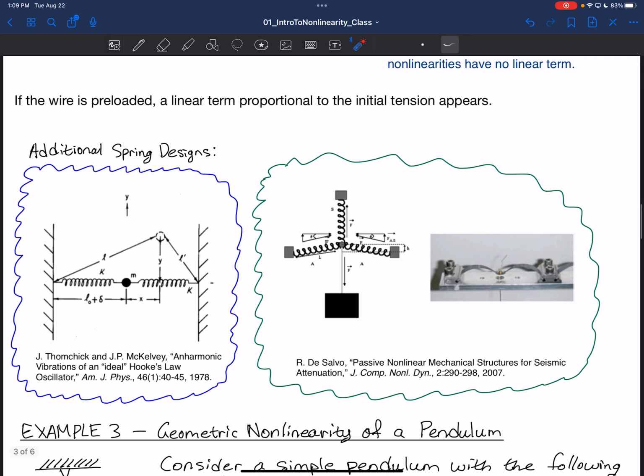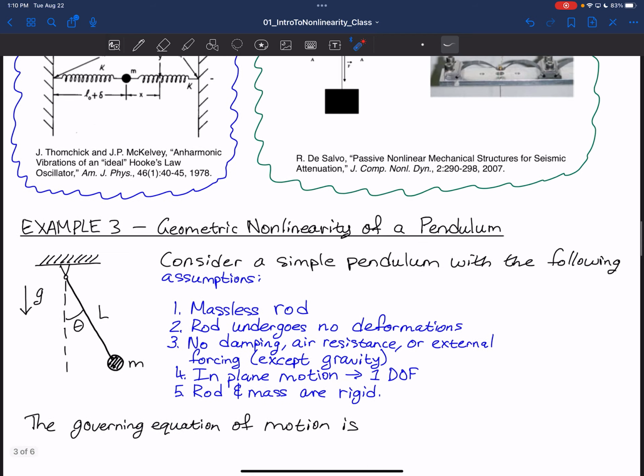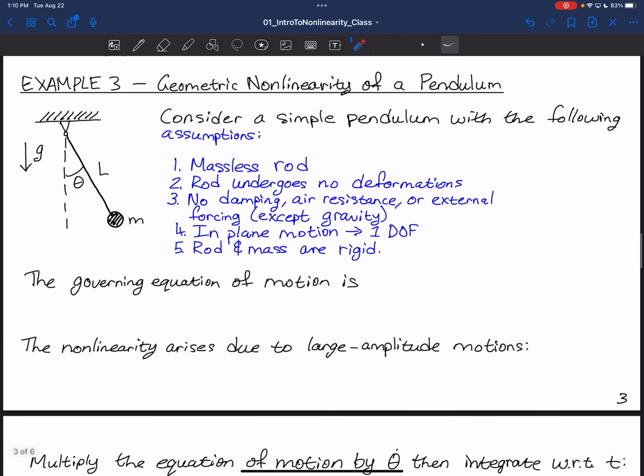Here's some examples of additional springs that people have designed or studied. There's many of these ones. The picture on the far right is kind of hard to see there, but it's a pair of buckled beams, actually, with a mass in the center. If you're interested, I suggest you check the references. All right, any questions on that application or example?